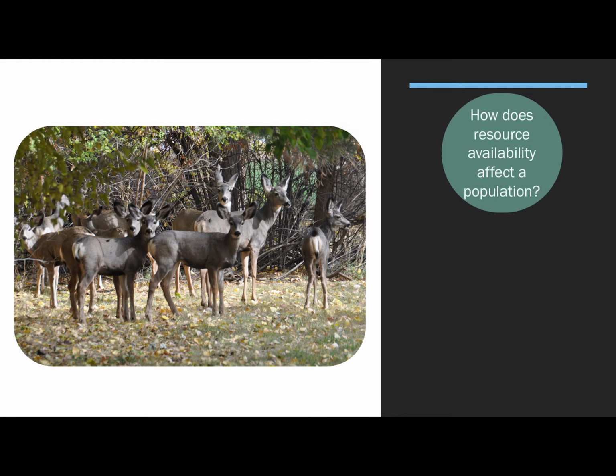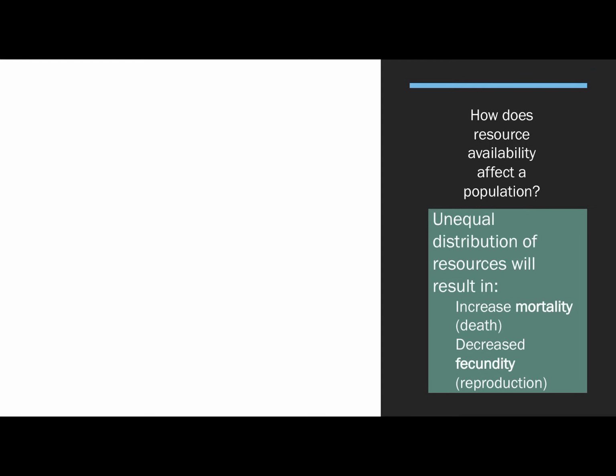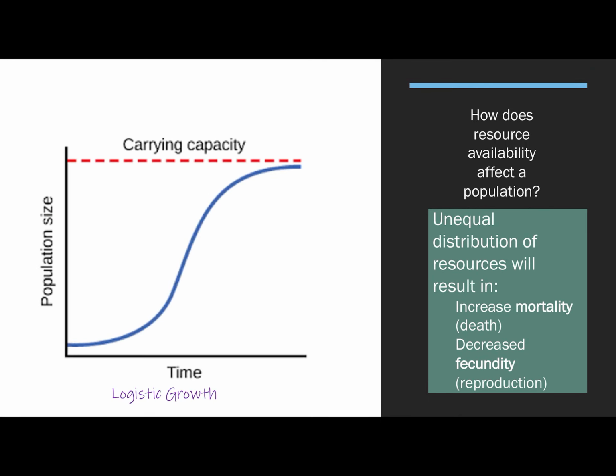What happens when resources are not abundant? When there's an unequal distribution of resources, it increases death, we call mortality, and it also decreases fecundity, which is reproduction. So that's a logistic growth curve, and it looks more like an S.